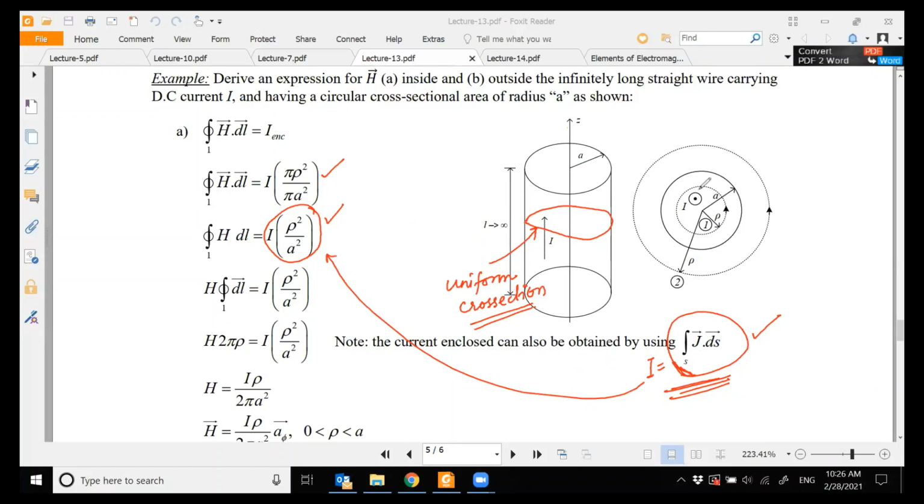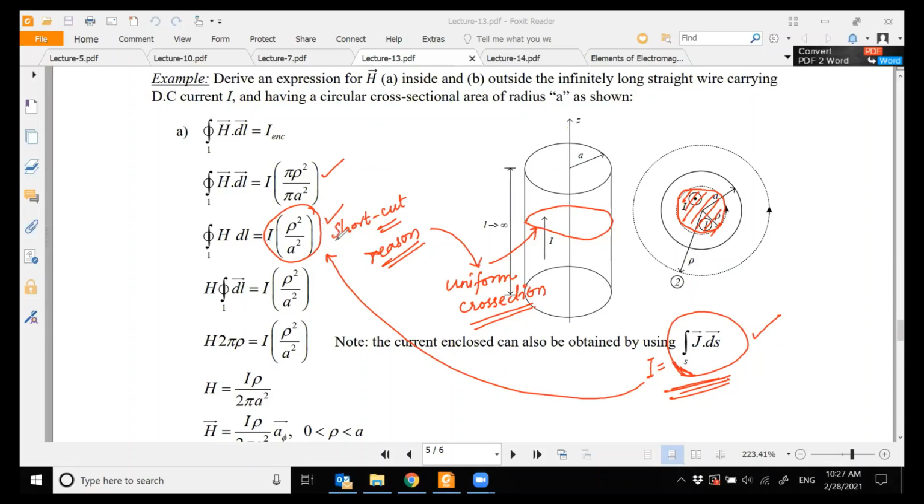With all due means, you can find how much current is going out from this surface. This is your ds. You can do the surface integration and you will get the current I. But here we used a shortcut method. We avoid this integration. The reason we could do that is that my cross section is uniform. So therefore, I can use this quick way of finding the ratios and getting the current.